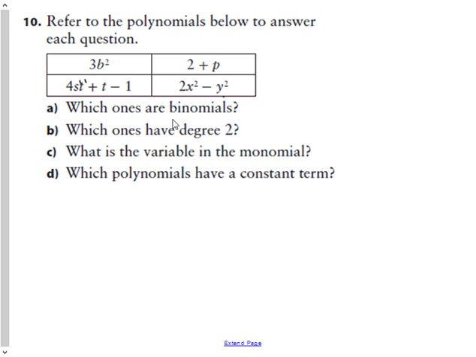C, what is the variable in the monomial? So the monomial is here. So you first had to identify that. And the variable in there is b. So what is the variable in the monomial? The answer is b.